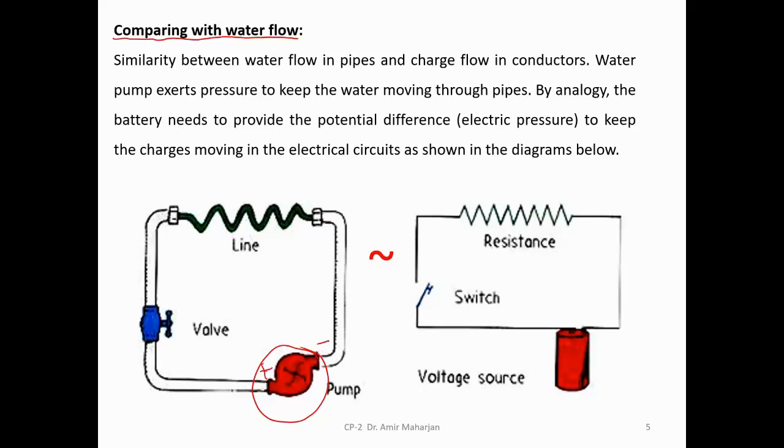Just like that, in an electrical circuit, the battery actually works as the pump. The battery is something like an electrical pump. The battery's job is to provide the electrical potential difference. This is similar to electrical pressure difference, right? And that generates the electrical current, right? This is the conventional current. So they are very similar, actually.